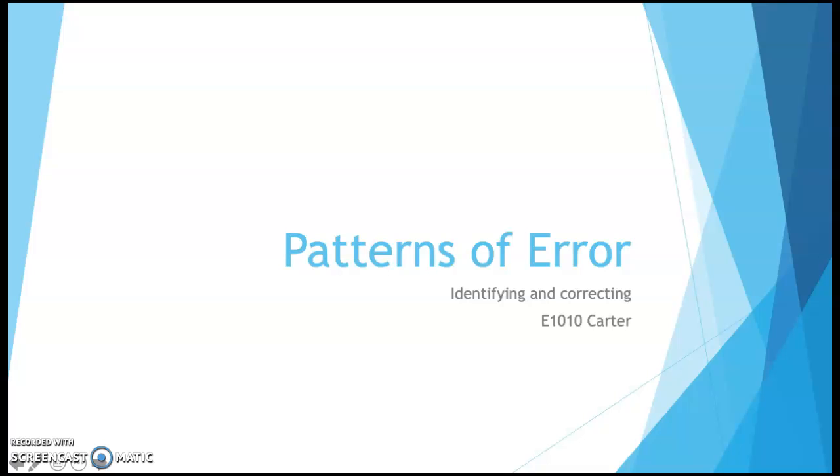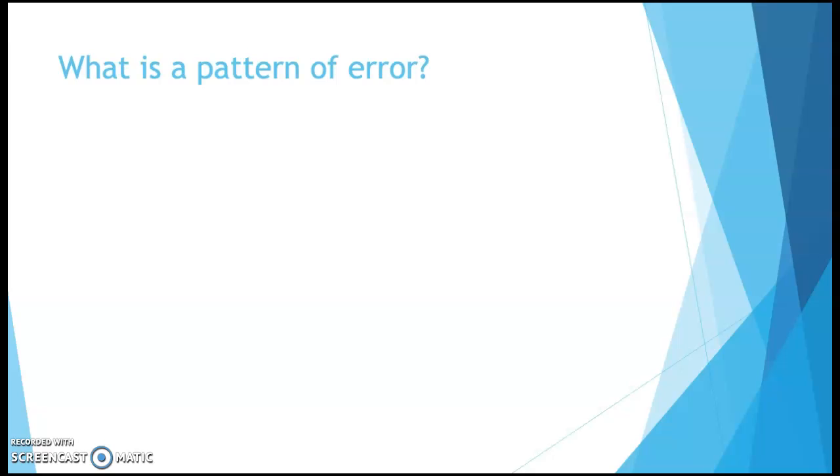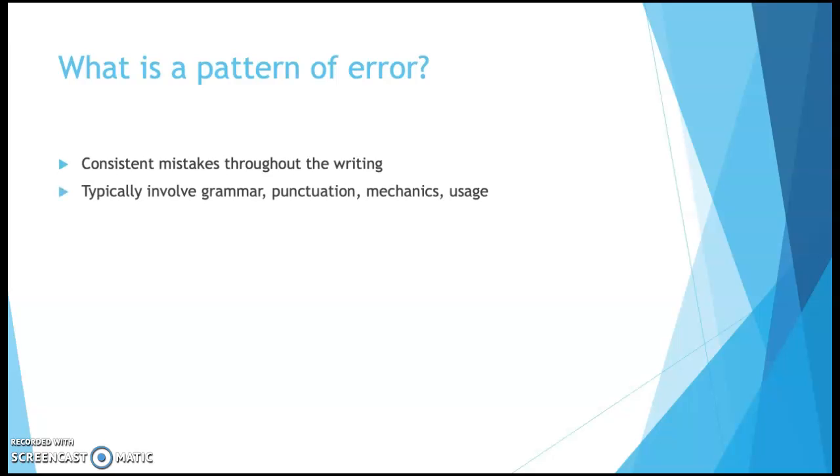Today we are going to be looking at patterns of error. We are going to talk about how to identify these patterns and how to correct them. So first, what is a pattern of error? This is when you make consistent mistakes throughout your writing. They are typically involving grammar, punctuation, mechanics, and usage.